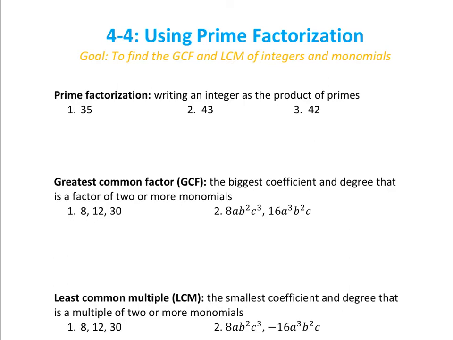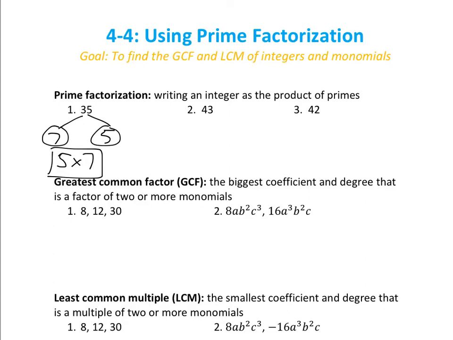So first we'll start with prime factorization, which is writing an integer as the product of primes. And remember, a prime number is any number that can only be written as a product of itself and 1. Okay, so the only factors are itself and 1. Okay, so we'll break these down. Remember, you probably learned these prime factorization trees, so 35 breaks down to 7 and 5. Both are prime numbers. Okay, so the prime factorization of this is 5 times 7.